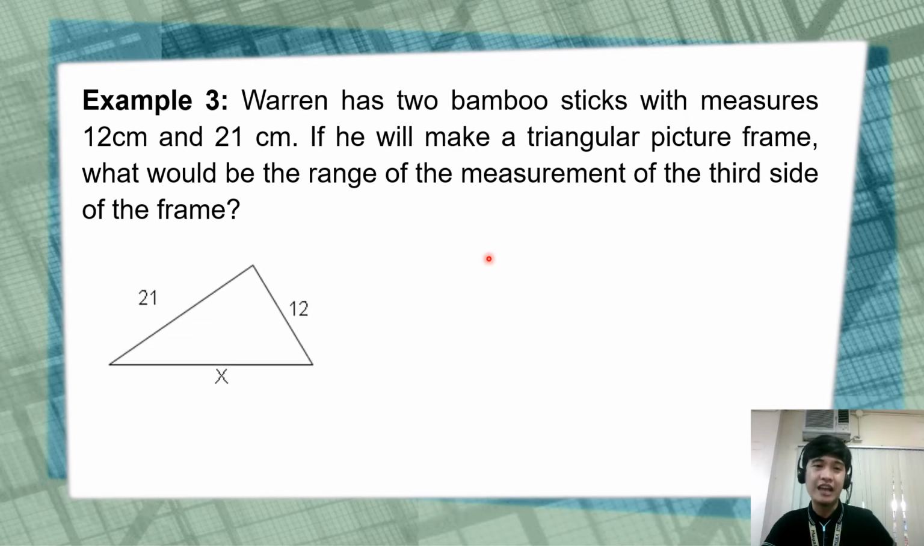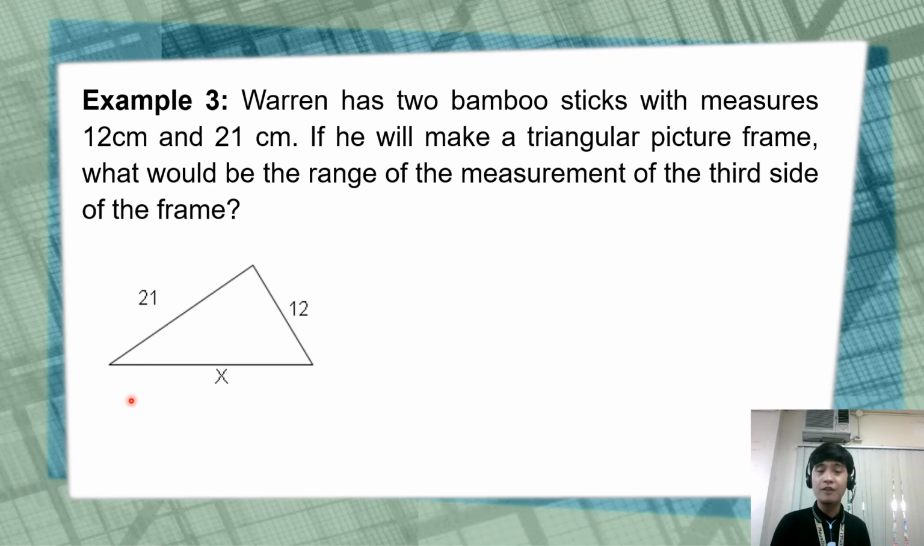Ito yung gusto niyang gawin. Yan yung illustration niya. Yung simple illustration ng example number 3. So 12 cm yung sukat ng isa, meron siyang dalawang bamboo sticks, ayan, and 21 cm yung isa. So out of this measurements, balak niyang gumawa ng triangular picture frame. So actually may pangatlo pa. Ang tinatanong sa atin, ano yung mga posibleng maging sukat, yung range ng measurement ng third side, para makakabuo talaga siya ng triangular picture frame. So kung iisipin po ninyo, apply nyo ulit yung triangle inequality theorem na may 3 conditions.